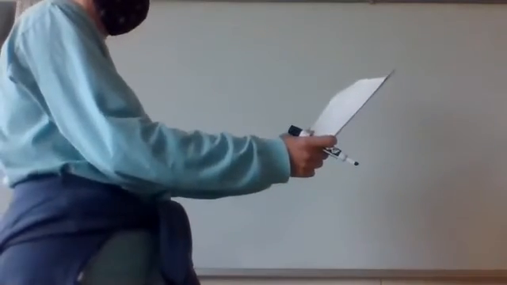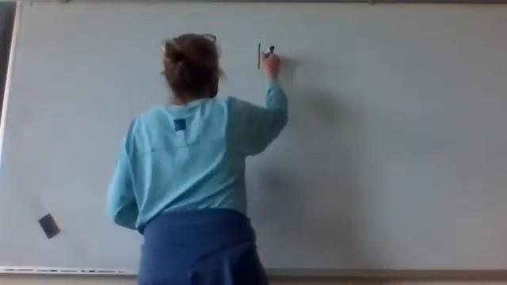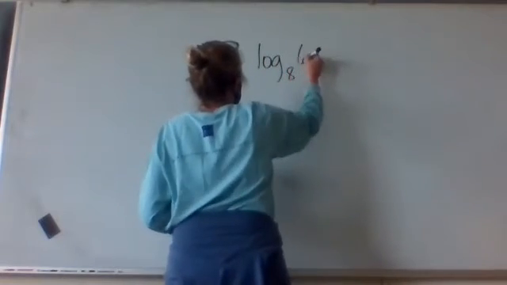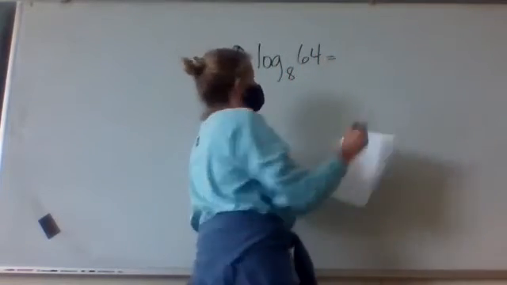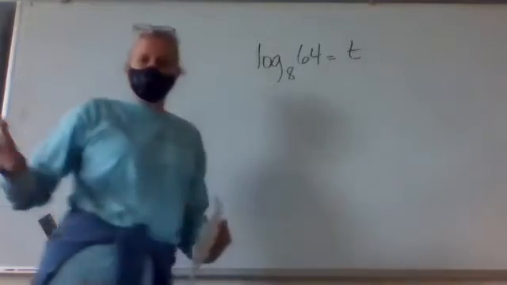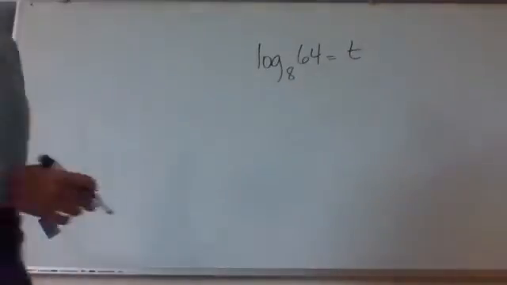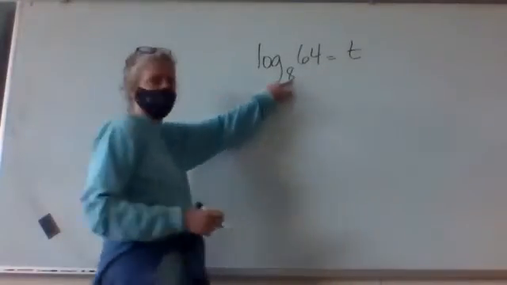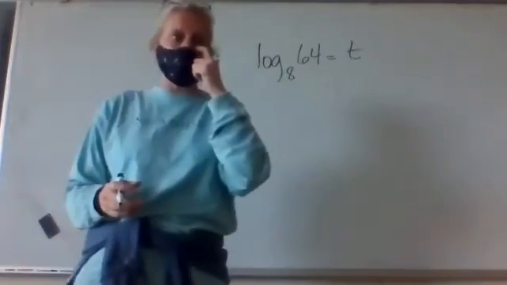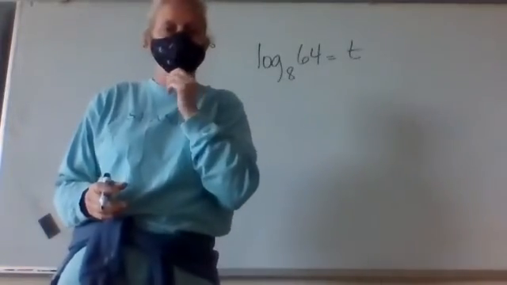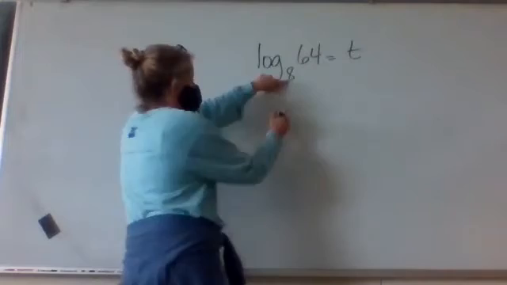Problem 22 gives you a logarithmic equation and asks you to convert it to an exponential equation. So log base 8 of 64 equals t. If we're going from log to exponential, remember, the base of the logarithmic equation is also going to be the base of the exponential equation. So this is going to be the base of your exponents.